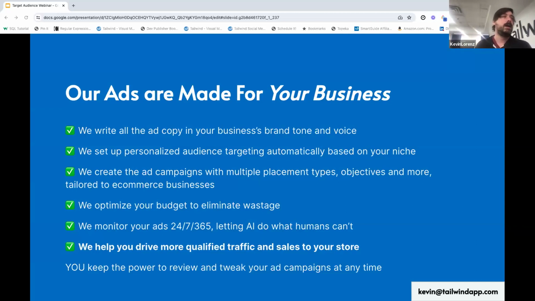We'll get you started. You can then hone that in a little bit. And then we'll actually build those campaigns on the back end with multiple different ad placement types on different networks, right? Multiple objectives and more, right? And it's all tailored under the assumption that you are an e-commerce business. And then we'll optimize that budget so you don't spend money on ads that aren't doing well.